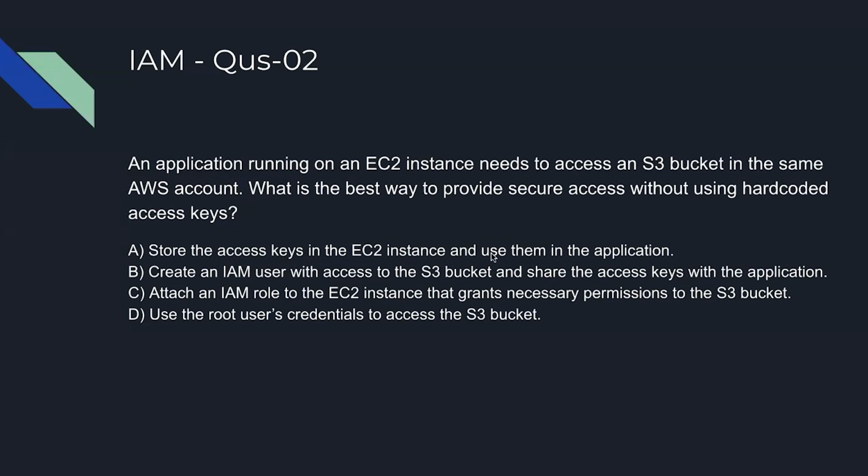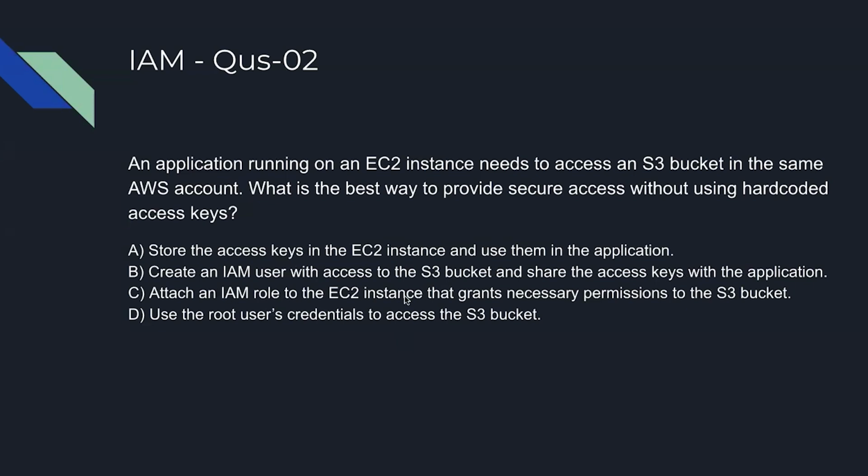Store the access key in the EC2 instance and use it in the application. That is not a secure way, right? You cannot store the access key, that's what they mean by without hard coding. The second option is create an IAM user with access to the S3 bucket and share the access key with the application. Again, they are asking us to create an access key. At the end of the day, our requirement is not to go with any access key. Let's see the third option.